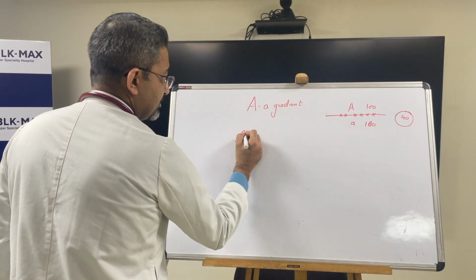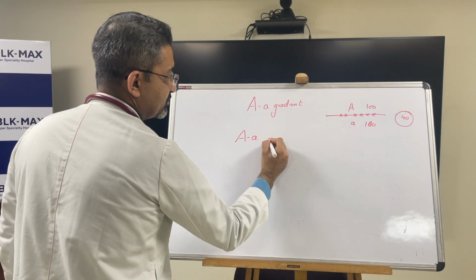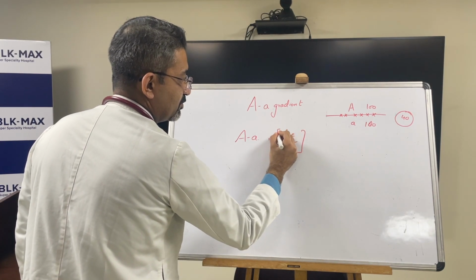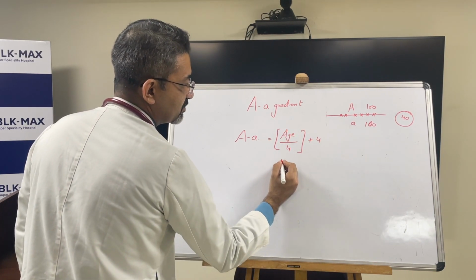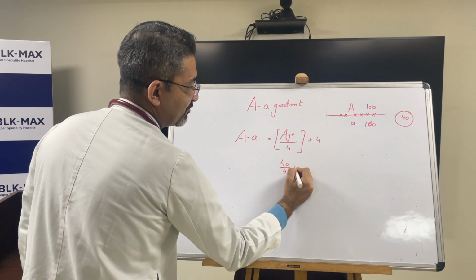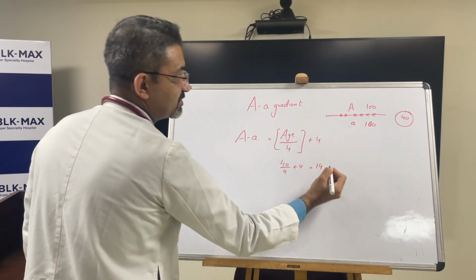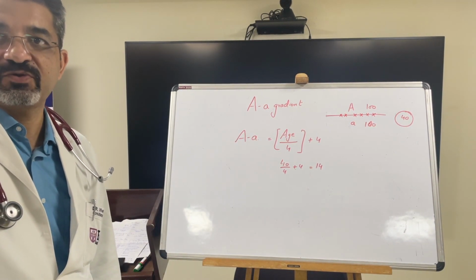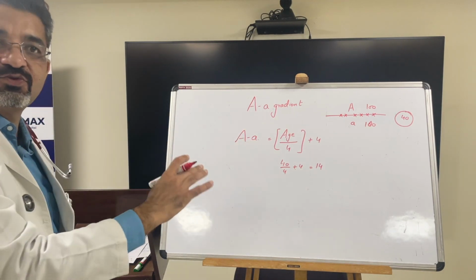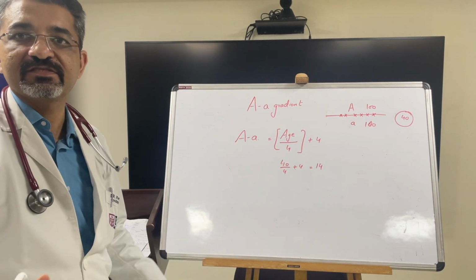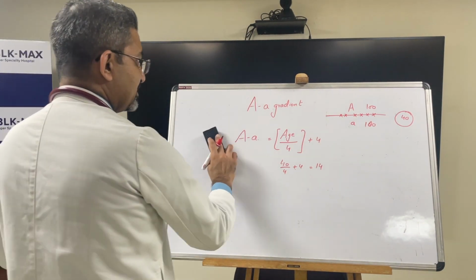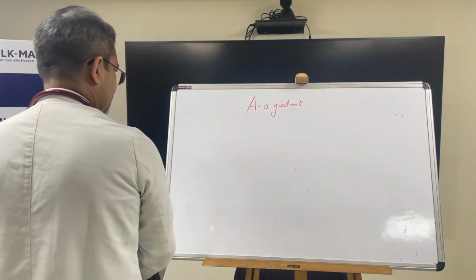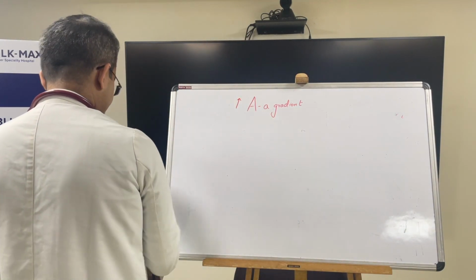The AA gradient varies with age. The formula is age divided by 4 plus 4. So if you are 40 years of age, 40 divided by 4 plus 4 is 14, so the gradient will be 14 millimeters of mercury. This is normal. As you grow older, your AA gradient widens. So what can be the cause of increased AA gradient?